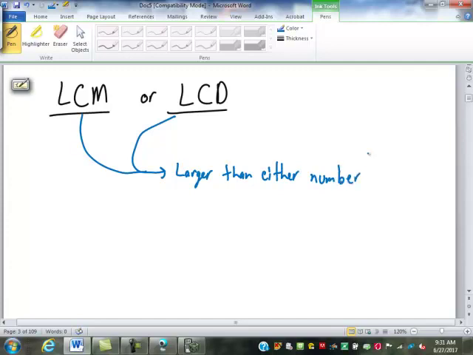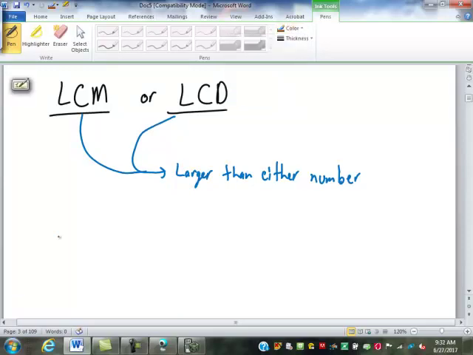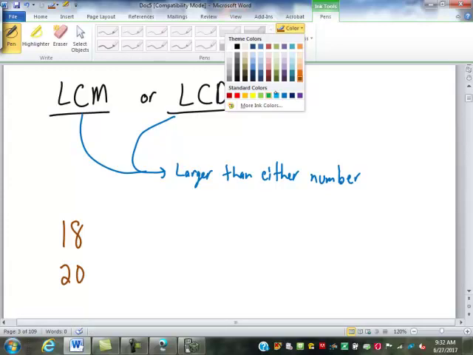Greatest common factor, you'd be looking at finding something smaller than either number. But the least common multiple is you're trying to take both numbers and go into this least common multiple or least common denominator. So let's say we have 18 and 20. And I want to find the least common multiple.